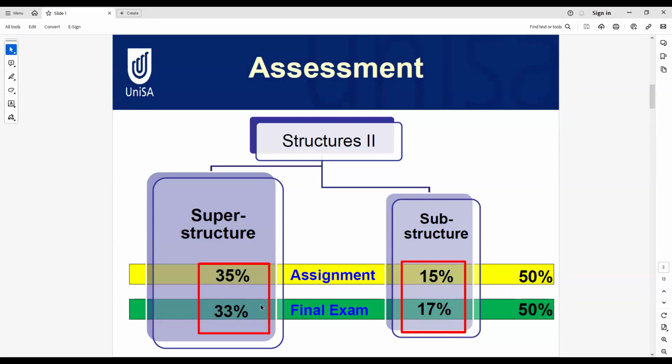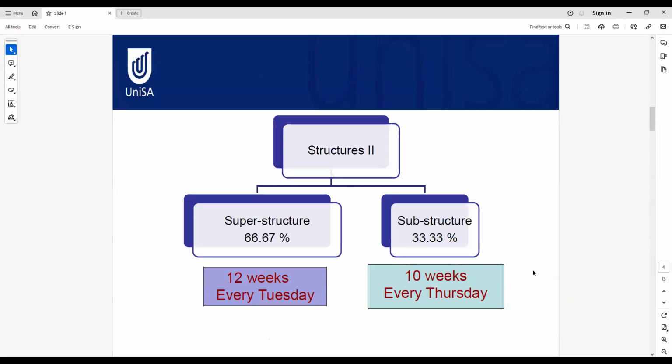The final examination is distributed as follows: 33% of the total weight is for superstructure, 17% of the total weight for substructure. So these are the assessment weights. In total, the superstructure part is 66.67% of the course, and the substructure is only 33.33% of the course. And this is reflected in the lectures and classes of the course.